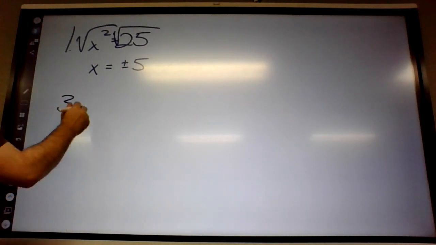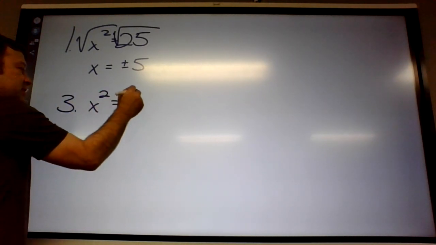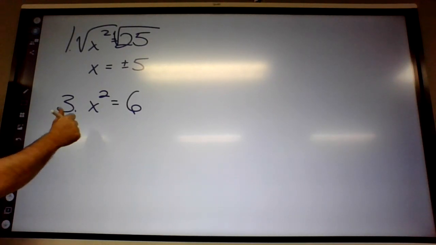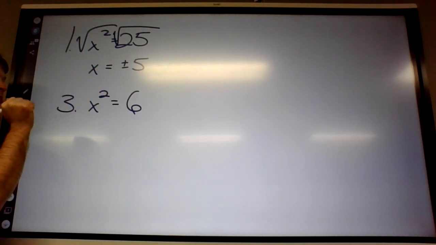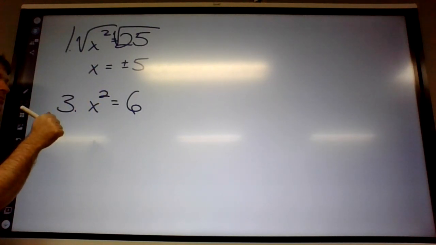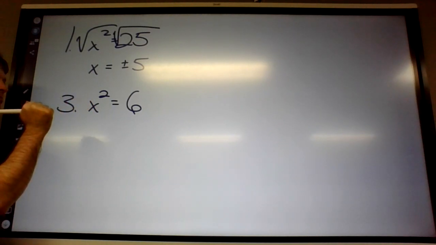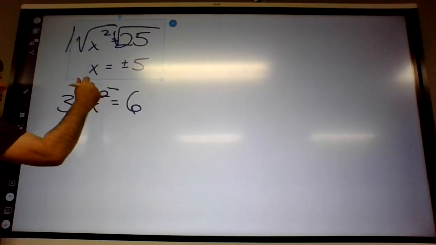Alright, number 3, x squared equals 6. So, Owen, what should we do? We're not going to be doing any decimals here. So what would we do? What's the step? We find out what goes for x by doing what? Square rooting it. Yeah, square root.